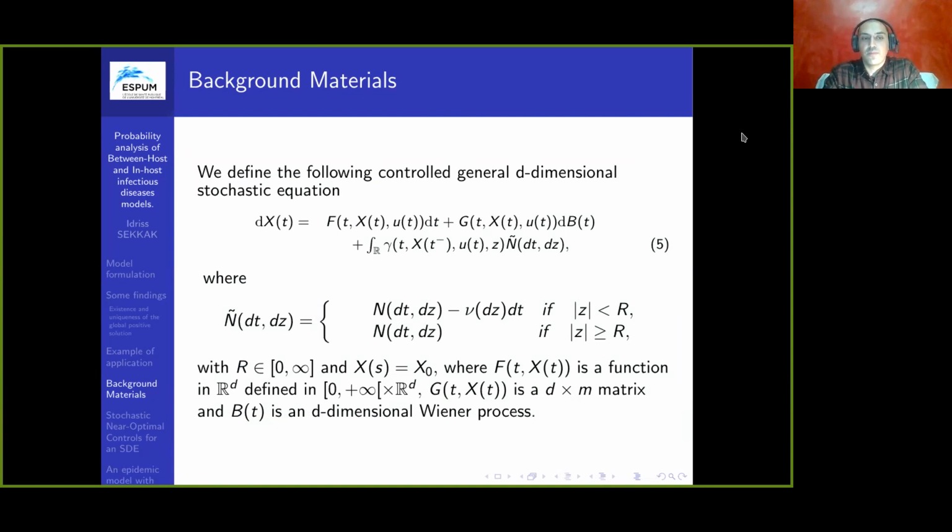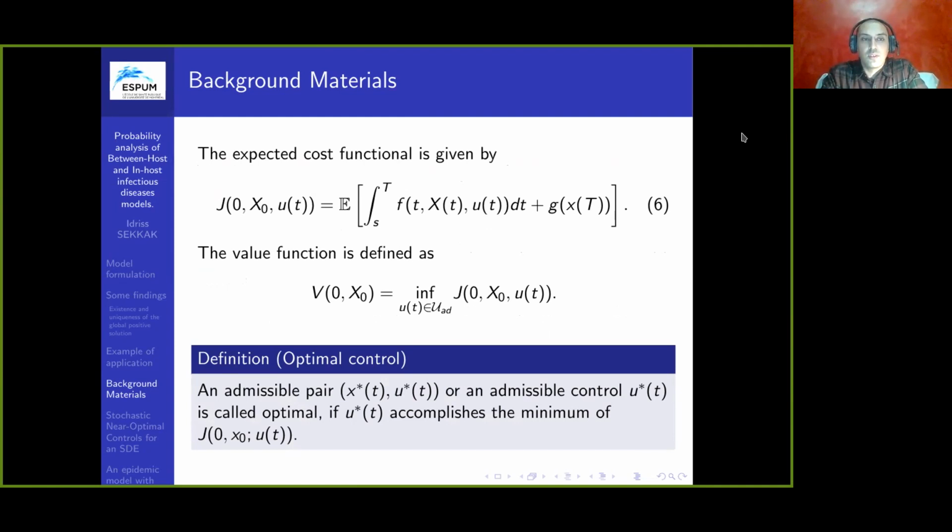Here we define the following controlled general d-dimensional stochastic equation. We have here the control in the drift part for the deterministic one. We have also the control in a general way in the diffusion part and in the jump part. And we describe N tilde as a compensated random Poisson measure, and N as a Poisson random measure. So the expected cost functional is given as follows, and the value function is defined as V.